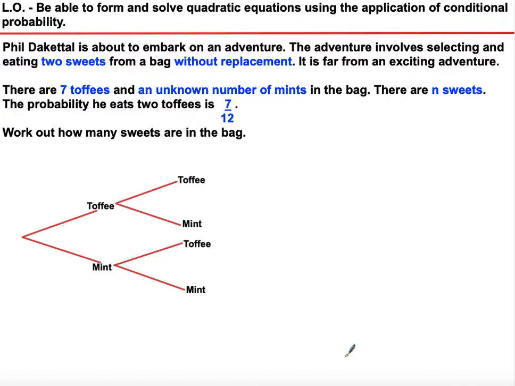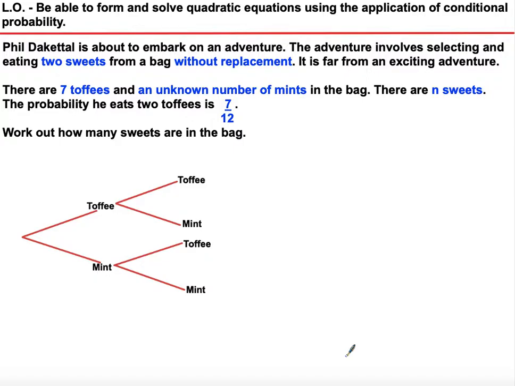Learning objective: be able to form and solve quadratic equations using the application of conditional probability. Phil the Kettle is about to embark on an adventure. The adventure involves selecting and eating 2 sweets from a bag without replacement. It is far from an exciting adventure. There are 7 toffees and an unknown number of mints in the bag. There are n sweets. The probability that he eats 2 toffees consecutively is 7/12. Work out how many sweets are in the bag.